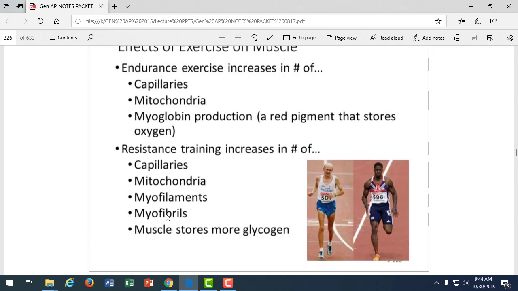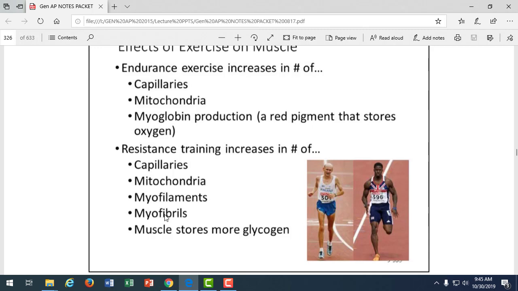So what does that mean to the muscle cell? What does more myofilaments and myofibrils do to the muscle cell? Makes it bigger, right? We call that hypertrophy, making the muscle cell bigger. So that's why resistance training is going to build up that muscle. And again, if you build up your muscle, that muscle is more metabolic and you burn more calories. And that's why people are really switching to this high intensity training.